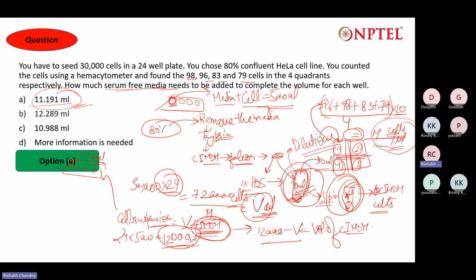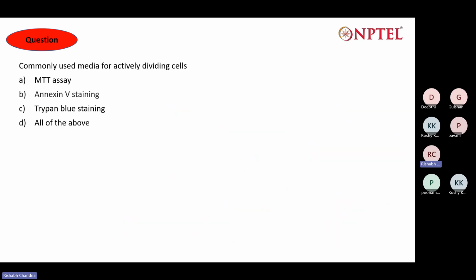Okay, so let's move on to the next question. The commonly used media for actively dividing cells is, the options are MTT assay, annexin V staining, trypan blue staining, or all of the above. Can anybody guess?